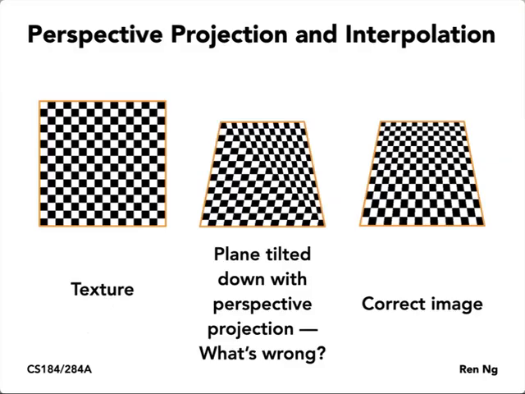Perspective, projection, and interpolation. One other comment I want to make is that if you have a texture here and you draw it onto a perspective quad, so you tilt that quad down in space, you don't end up with the right picture. This is what you get. In particular, you can see it has a very clear visual kink.